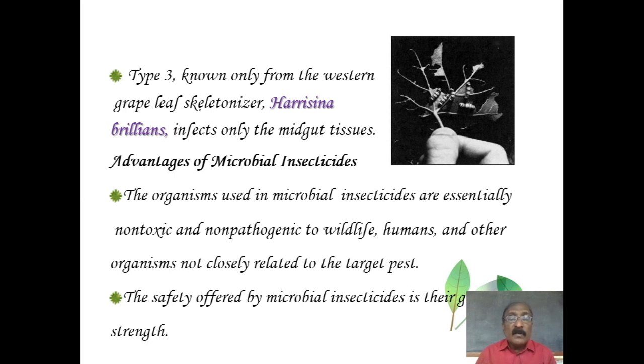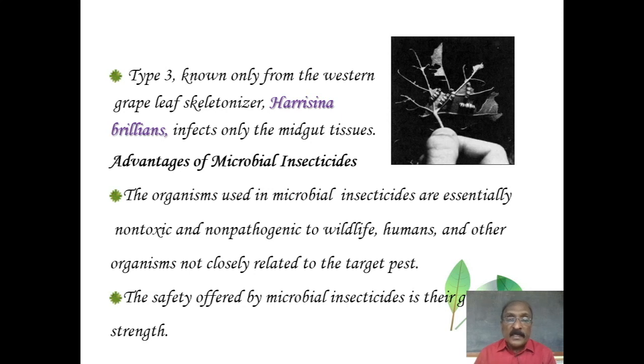Coming to the third one, type 3, known only from the western grape leaf skeletonizer, called Harrisina brillians, which infects only the midgut tissues.